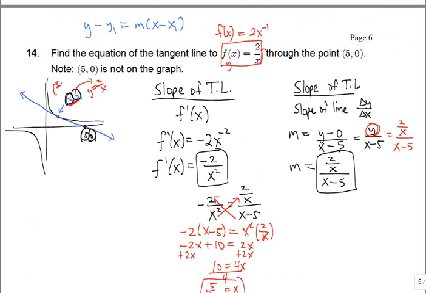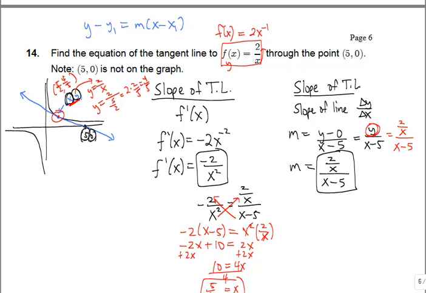X is 5/2. Now, how could we find out what the y is? Use your function. Remember, there's a relationship between this x and that y. If you know what x is, then you know what y is. Y would have to be 2 over that x of 5/2, which is 2 times the reciprocal, 2/5, so this would be 4/5. So that's my point of tangency right there. Now I know at what point I go through.